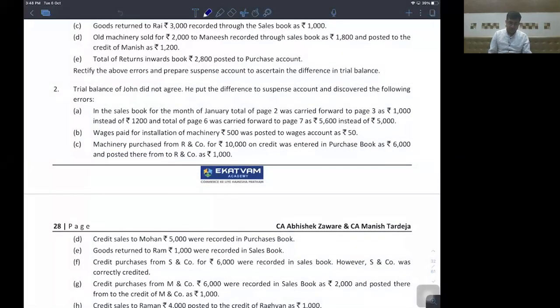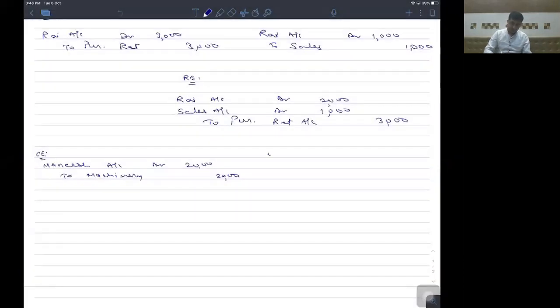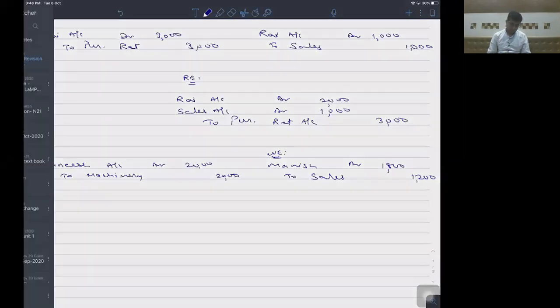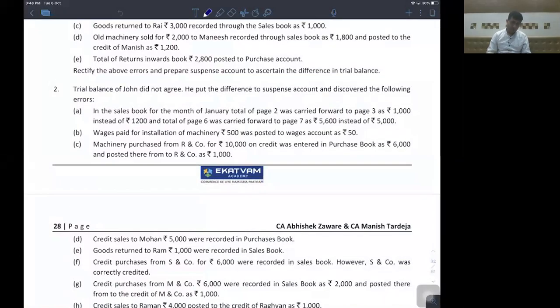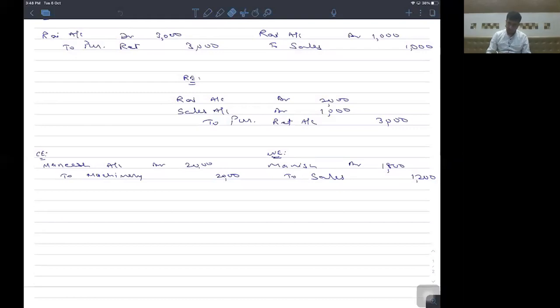Recorded through sales book at 1800 and posted to the credit of Manish at 1200. Wrong entry is what? Manish debit by 1800 to sales 1200, because you have recorded the transaction in the sales book or not? Yes or no? Oh, I'm sorry. Posted to the credit of Manish. My bad. So it is no debit, no debit to sales, to Manish rupees 1800. तो मनीष को जबरदस्ती का क्रेडिट दे दिया.